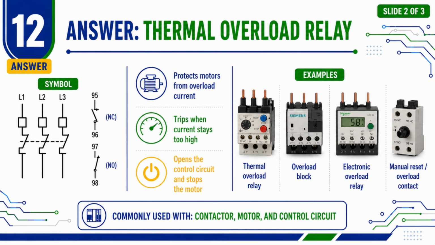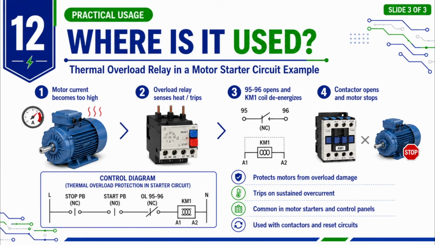When an overload occurs, the relay trips. 95 to 96 opens to stop the motor, while 97 to 98 closes and can provide a trip or alarm signal. In a motor starter circuit, excessive motor current causes the overload relay to trip. 95 to 96 opens, the KM1 coil de-energizes, the contactor opens, and the motor stops. At the same time, 97 to 98 can close to indicate that an overload trip has occurred.